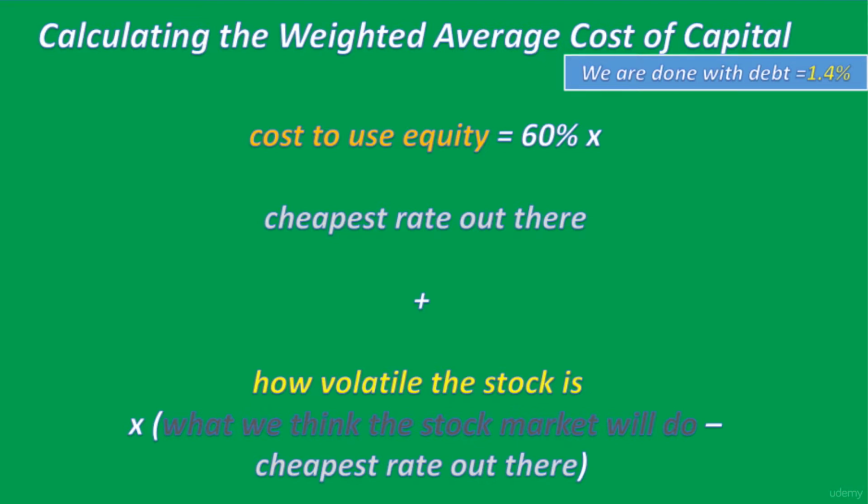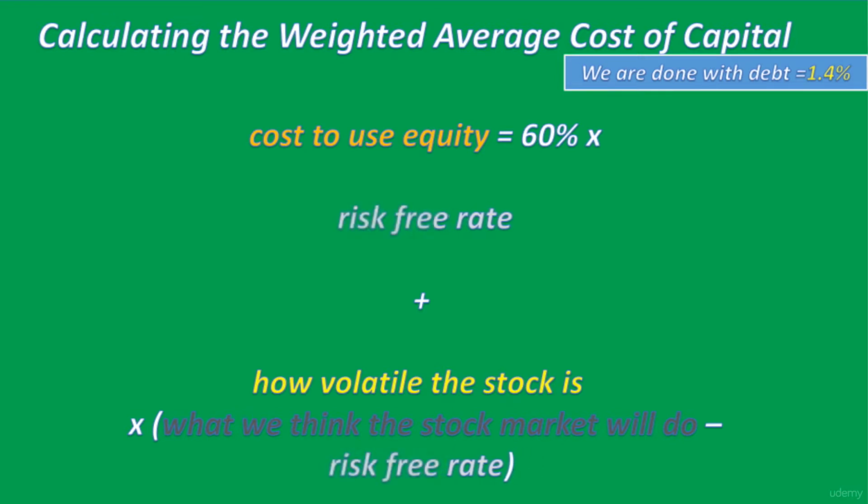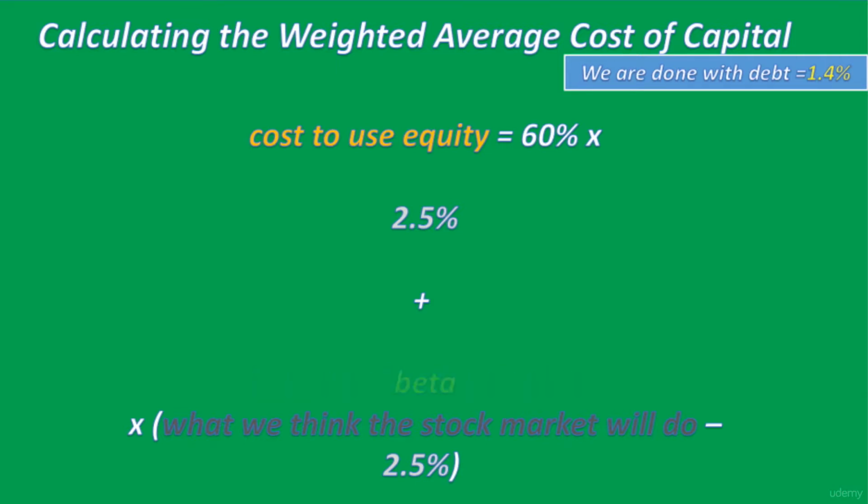Let me add to this, okay? Simplify it. The cheapest rate out there is called the risk-free rate, and it's basically the government rate of interest, okay? You can use 1, 2, or 3%. I've seen people use 1% and 2.5% recently, okay? So let's just use 2.5%. Then you add how volatile the stock is. That's called the beta, okay? What is the beta? Let's talk about this.